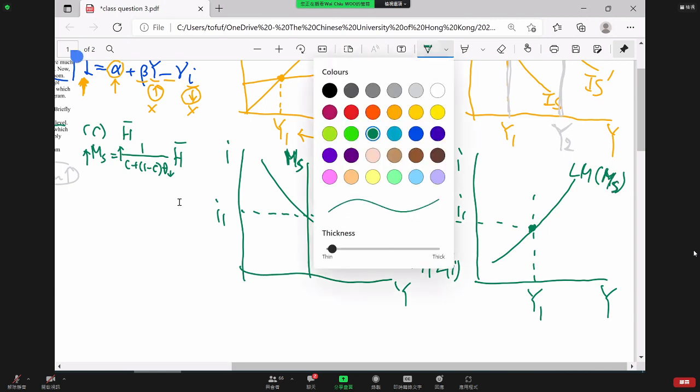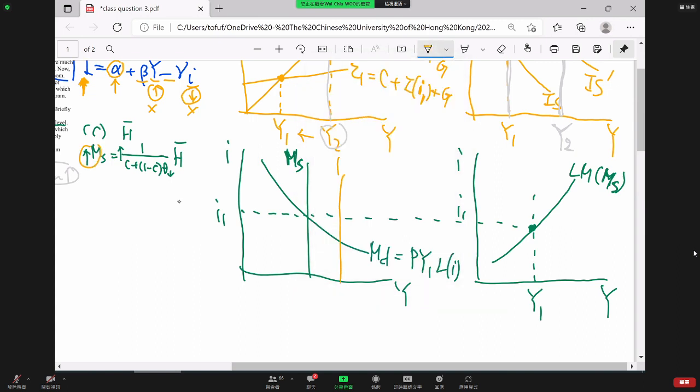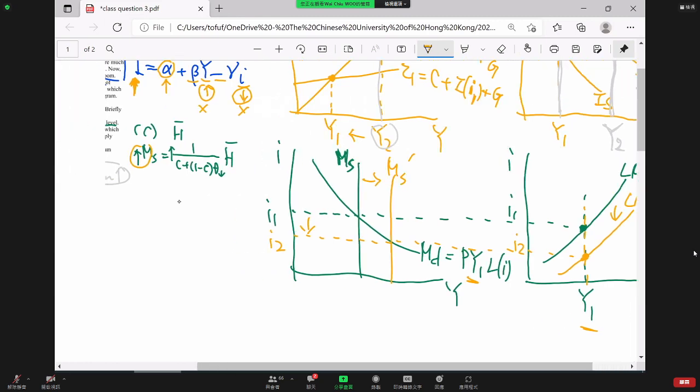Now, if you increase the money supply, then at the same output level, the interest rate would be lower, to here. So this should be reflected as a lower LM curve, right? So the answer for C is: money supply will increase, LM will shift down. That is what C is about.